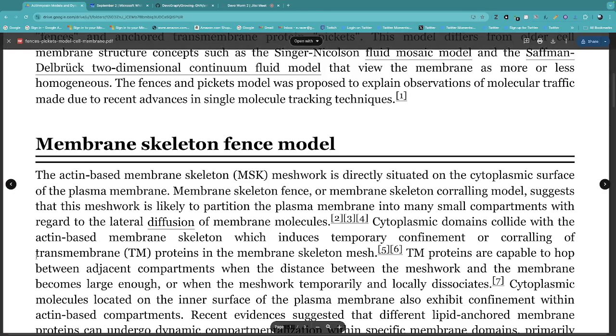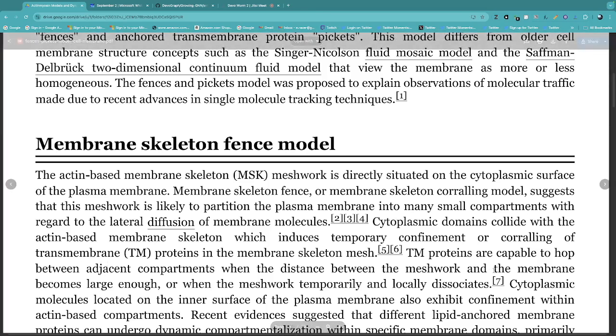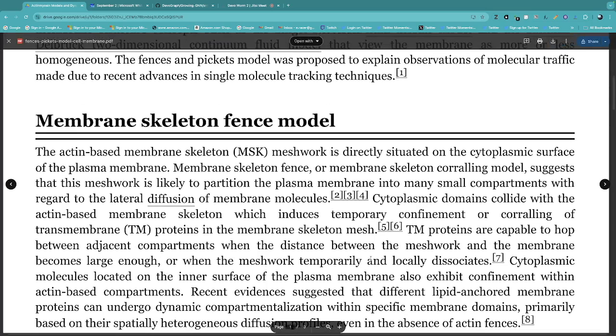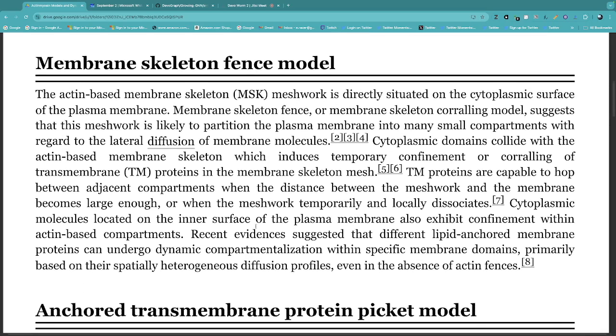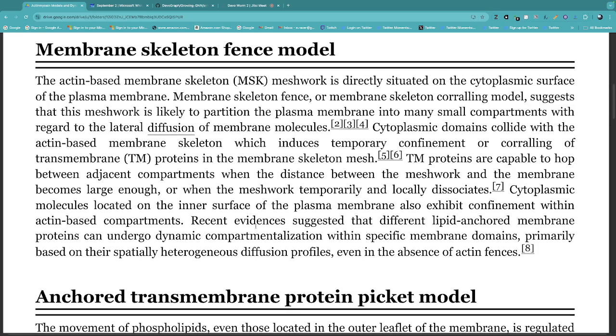Transmembrane proteins are capable of hopping between adjacent compartments when the distance between the meshwork and the membrane becomes large enough, or when the meshwork temporarily and locally dissociates. This is interesting because it gives us the idea that not only is it a heterogeneous network, in that there are things beyond the immediate network topology we have to take into account, but that there's this compartmentalization. And of course, in modeling, we do this compartmentalization sometimes to deal with subsystems. So this means that we have to have this dynamic compartmentalization aspect of this network as well, and that it doesn't necessarily fit into the nodes and edges model that we were suggesting for the first two papers, or the first and the third paper.